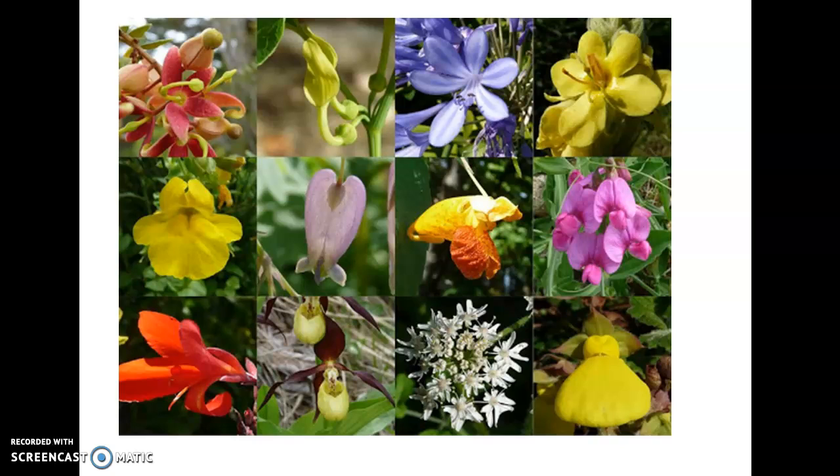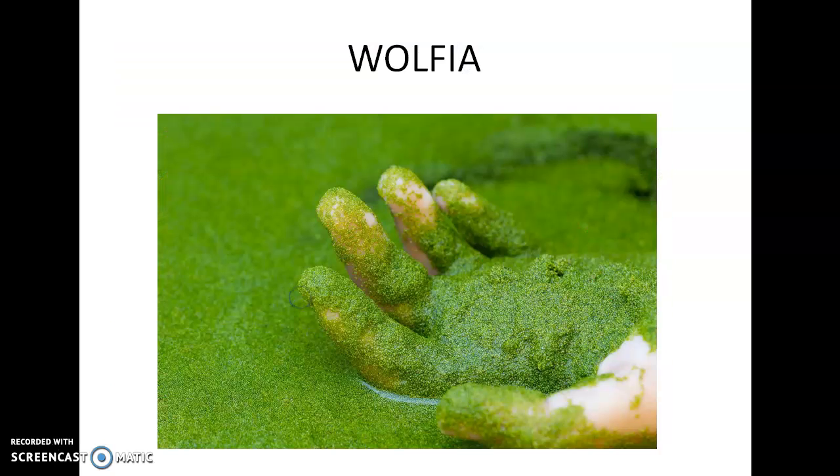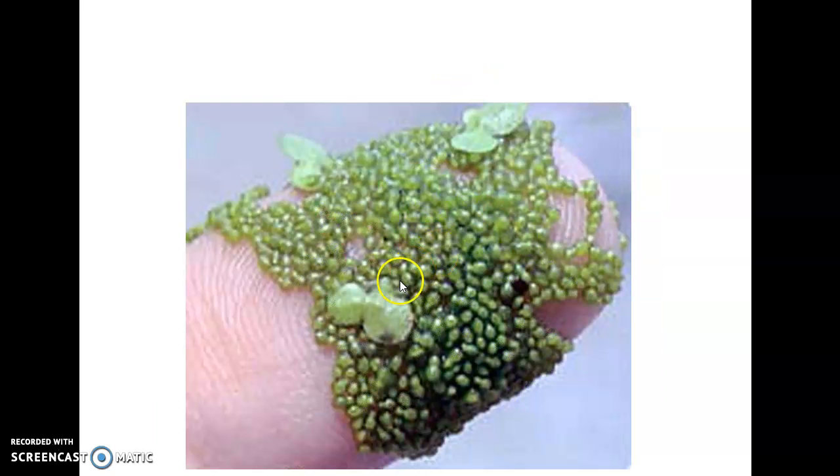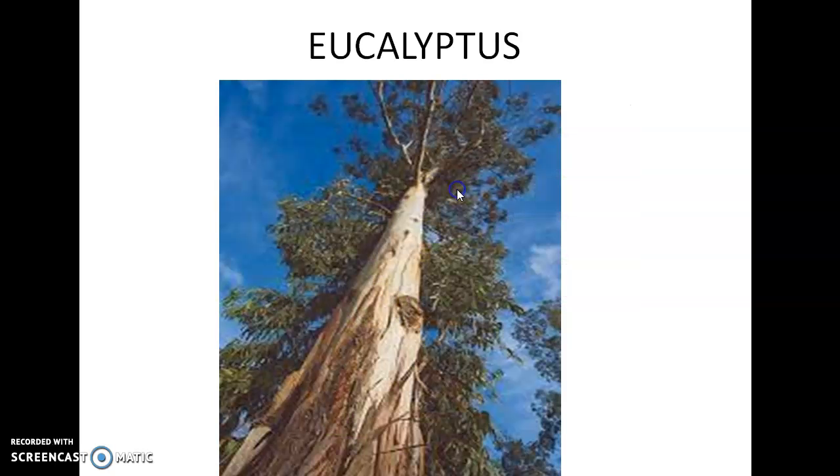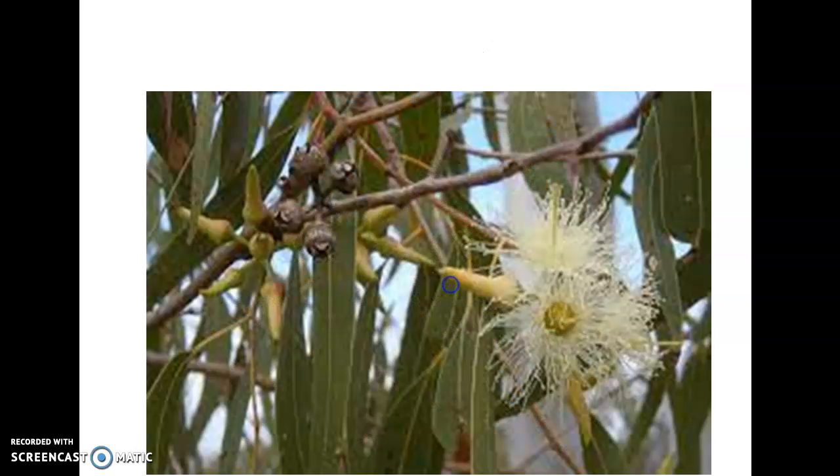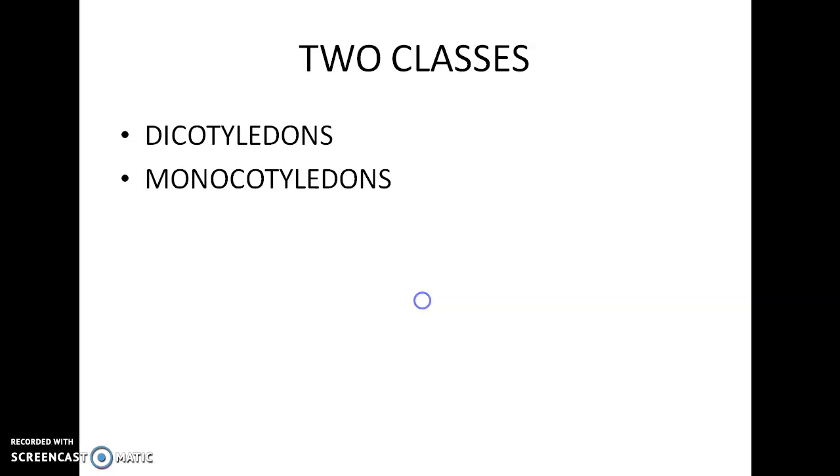They range in size from tiny to tall trees. See, it looks like algae, isn't it? But it is not algae, it is an angiosperm, Wolffia. You can see Wolffia flowers here. And this is eucalyptus. It has nearly 100 meters of height. So the range in angiosperms varies from tiny to tall trees. They provide us with food, fodder, fuel, medicines and several other commercially important products. This is a eucalyptus flower.